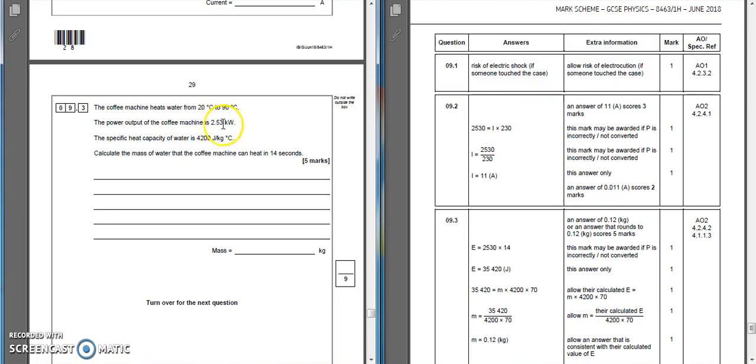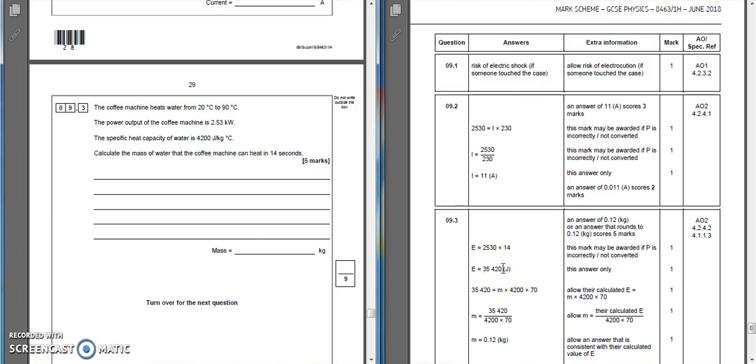The other information it gives me is the power of 2.53 and the time of 14 seconds. Now, what we need to know there is that the energy is the power times by the time. So we can get the first part of the equation here. That's the power. Notice we've turned it into watts, not 2.53, 2,530. Times it by the time. It's given in seconds already, don't need to change that. That means in those 14 seconds, it's transferred 35,420 joules.